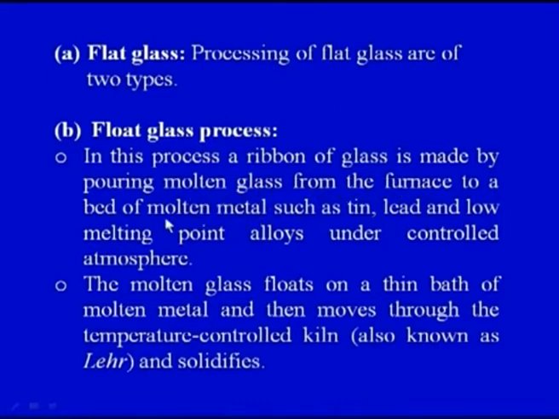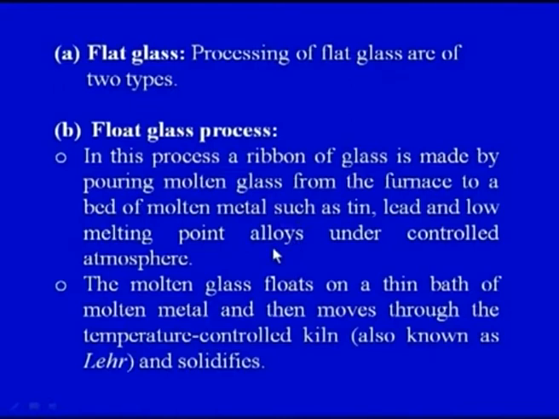So in this process, a ribbon of glass is made by pouring molten glass from the furnace to a bed of molten metal such as tin, lead and low melting point alloys under controlled atmosphere. It is not only tin and lead, other low melting point alloys can also be used. So the bed would be made up of the molten metal, and the temperature and the other important atmospheric conditions would be controlled.